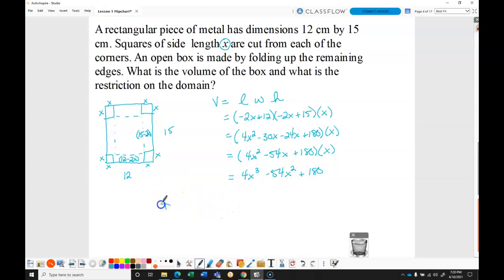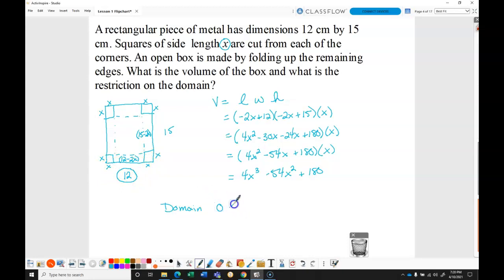And so the domain here, because I'm cutting off 2 of these things, one from each side, I have to take into account that there's 2 of them. So if I did 15, I could cut off 7.5 from this side and 7.5 from that side. That would add up to 15. But if I did that to this side as well, those 7.5s would overlap. So what I really need to do is look at the smallest dimension I have, which is the 12, and think about half of that smallest dimension.